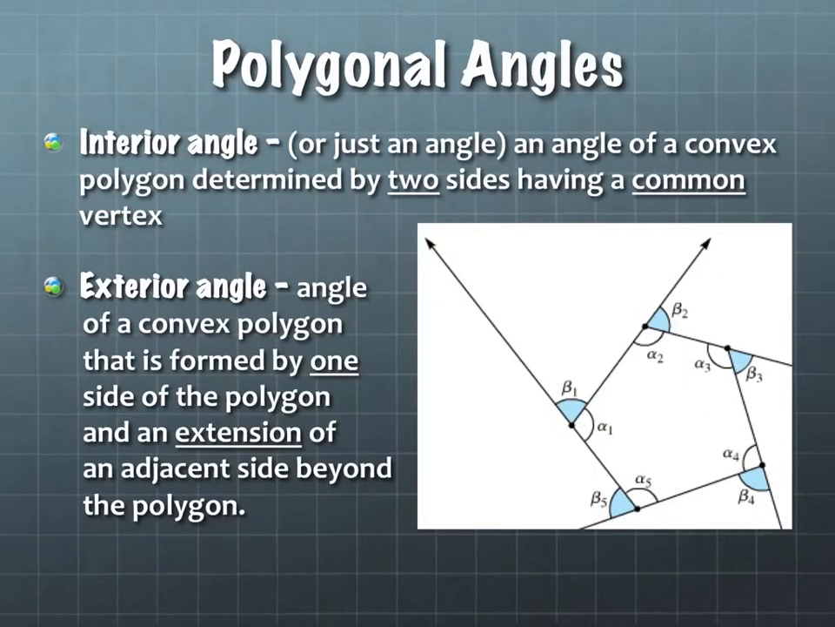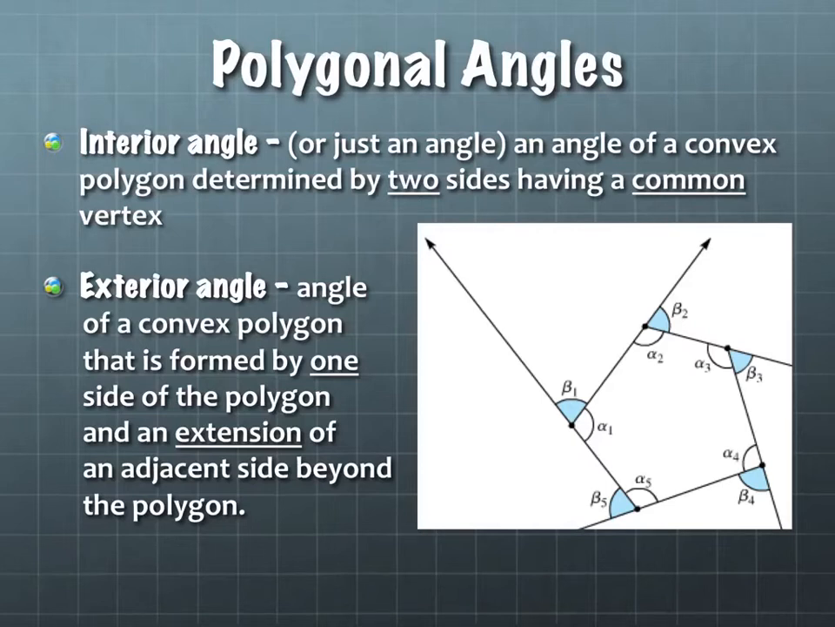So let's talk a little bit about angles of polygons. We have 2 different general types of angles, interior and exterior. An interior angle is sometimes just called an angle. It's an angle of a convex polygon determined by 2 sides having a common vertex. So in this diagram that's drawn here, is this diagram on your paper? Fabulous. In this diagram here, it's all those little alphas on the inside, the ones that look like they're not shaded in. Alpha 1, alpha 2, all the way to alpha 5. Those are all interior angles. They're inside the shape, okay?